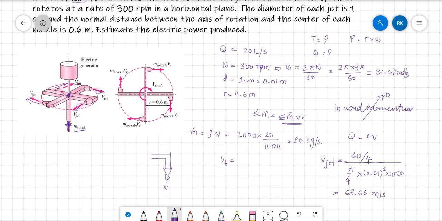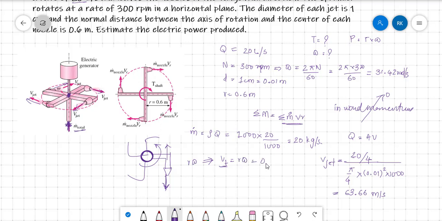And what is tangential velocity? The velocity of jet with respect to the nozzle is 63.66, and if we observe from the ground, that will be the absolute velocity. So in order to find the absolute velocity, first we need to find this tangential velocity. There are 4 nozzles like this. Due to this, there is an opposite impact that will be created, and the rotation is in this way. So due to that rotation, r omega will be the velocity.